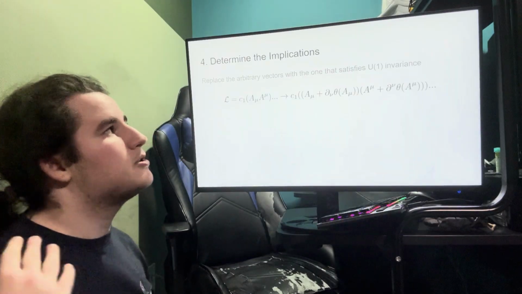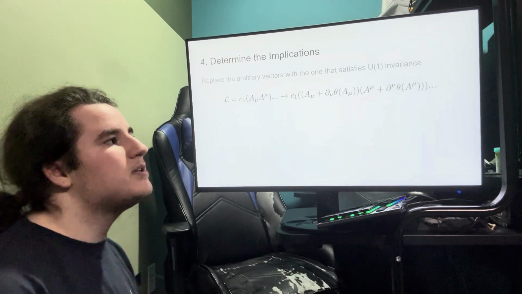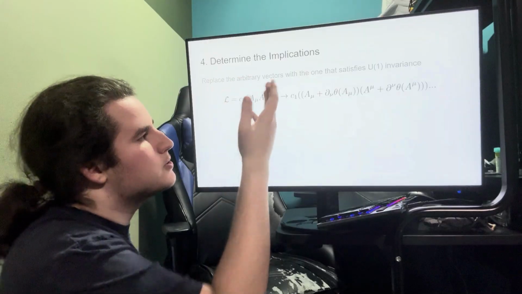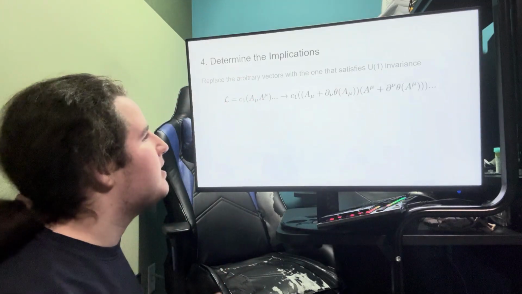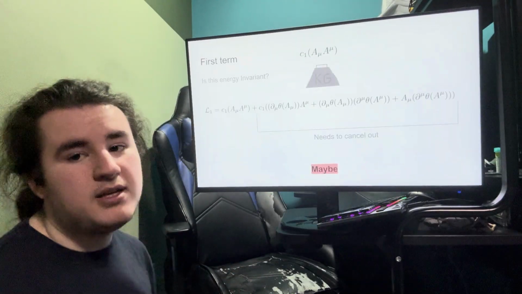Our fourth task is to determine the implications. We replace the arbitrary vectors with the one that satisfies U1 invariance. So we turn all of our regular A mu and A superscript mu into our C sub mu that we had from before. And basically we just expand this out in the whole equation. Our first term, is this energy invariant?